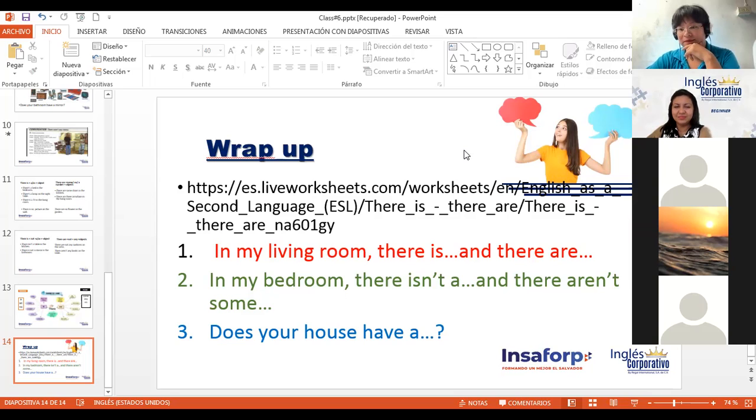Tatiana? In my living room, there is a TV, and there is a fan. In my bedroom, there is a big mirror. Okay, great job. Thank you, Tatiana. See you tomorrow. Okay, Juan. In my bedroom, there isn't a carpet. And my kitchen, there is a refrigerator. Okay, yes. There isn't a refrigerator in your bedroom. Okay. And Jenny?